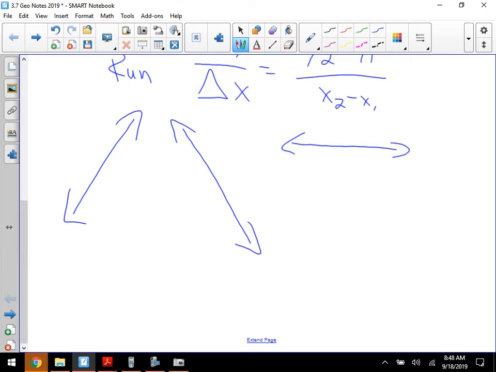It's positive. So you have 4 types of slopes, ladies and gentlemen. You have what's called a positive slope. And like you said, it's up and right, so this is positive.